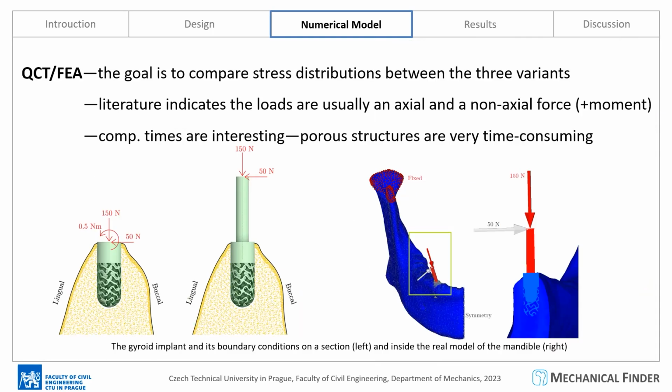A brief research of the boundary conditions other authors use indicates that loads are always set as a combination of an axial and an off-axis load to also generate a bending moment. The computational times are very interesting because porous structures are very time-consuming. Therefore, I expect the method of numerical homogenization to provide better and more easily obtainable results in shorter times.